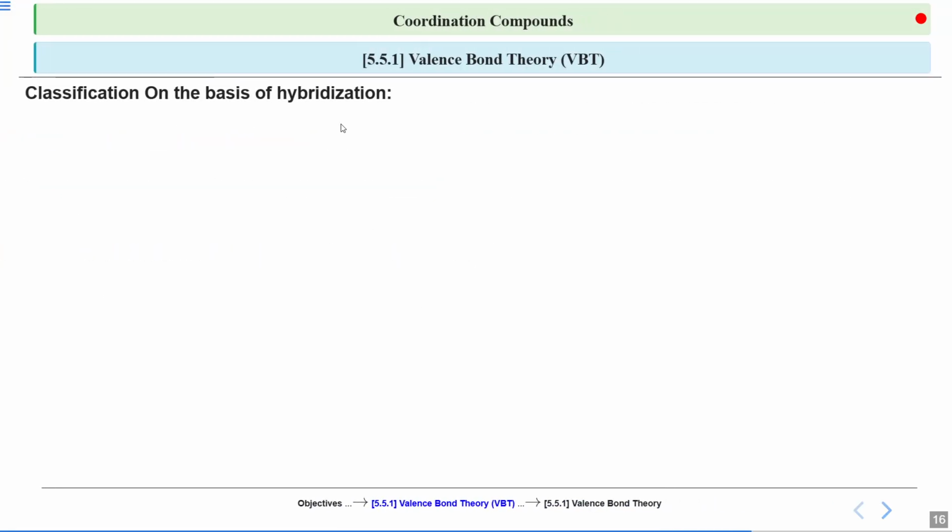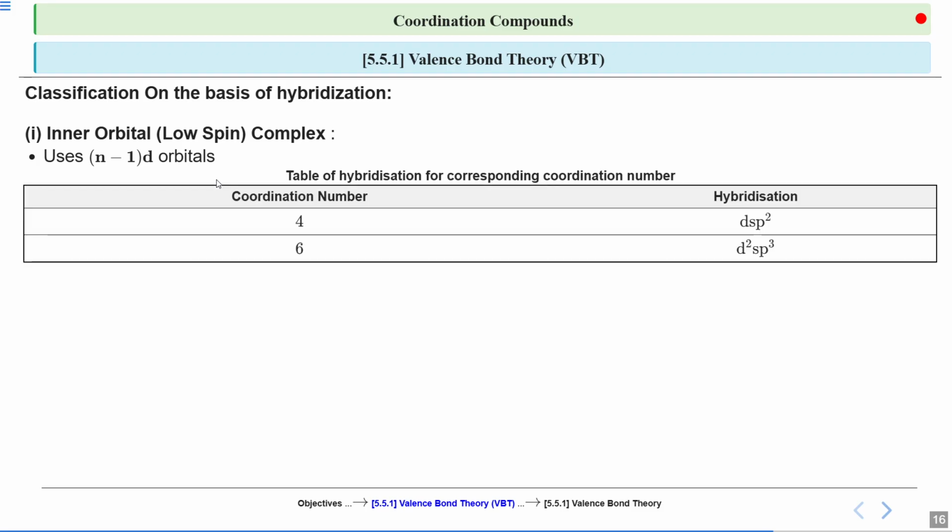Let's see the classification on the basis of hybridization. How can you classify the complex on the basis of hybridization? The first is the inner orbital complex, which we also call a low spin complex. The inner orbital complex uses (n-1)d orbitals, so the second last energy level.